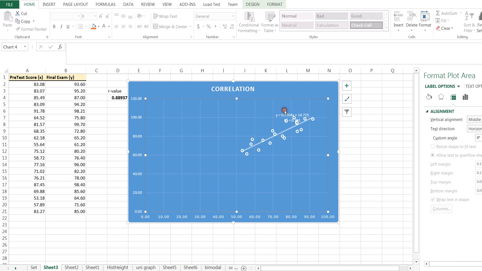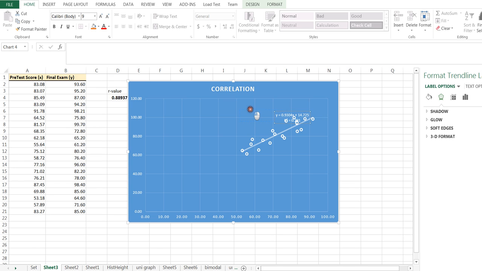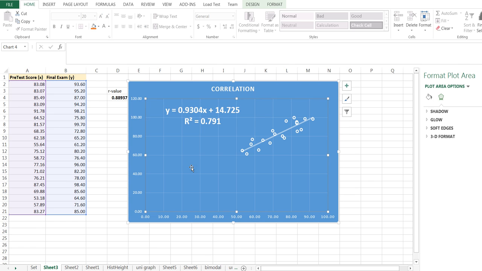And I'm going to move this over so that we can get a better look at it. Going to make it larger by highlighting it, clicking home, and increasing the size significantly and making it bold. So now we can really see the equation for that line. It's listed right here. Remember, Y is the final exam score. X is the pretest score.